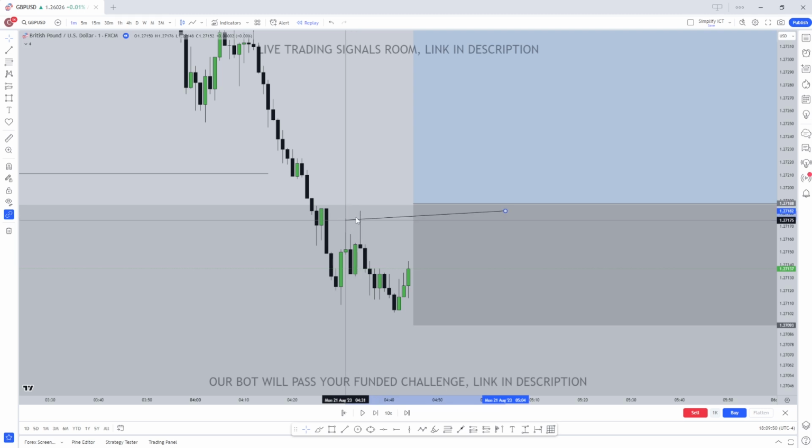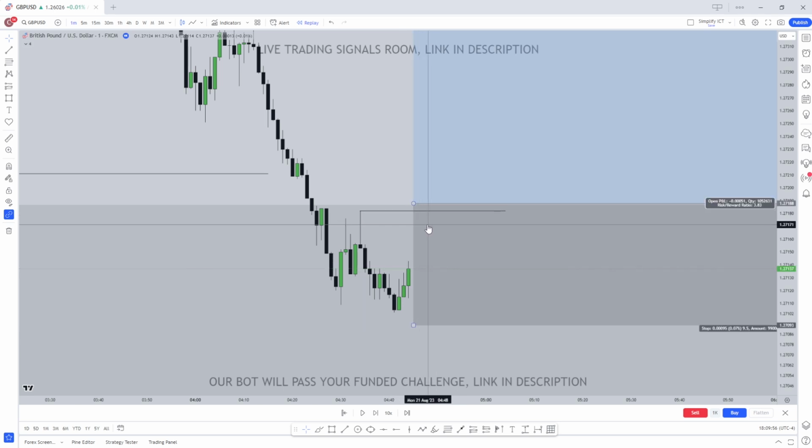So at this point, I changed the market structure shift area that I was looking for to be broken, and then we were waiting for a solid break of structure or market structure shift, a change of character, whatever you want to call it. Just simplify it, guys. It's all pretty much the same thing.